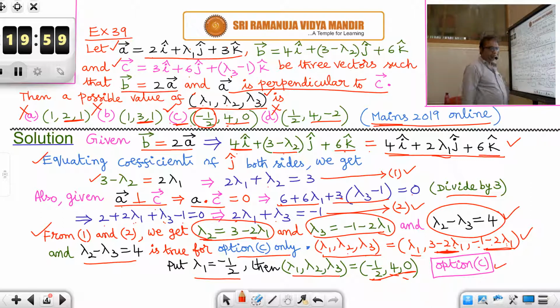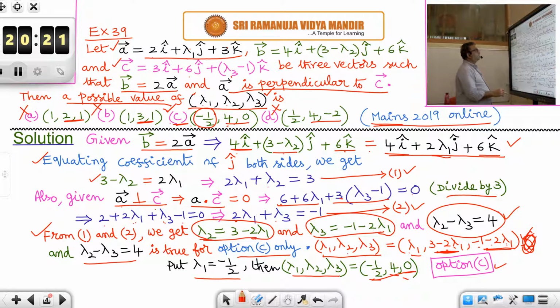So there are an infinite number of solutions given by this formula here, where lambda 1 can be given any real value. So we have to get the correct solution from the options only. That is why he is asking for a possible value of.